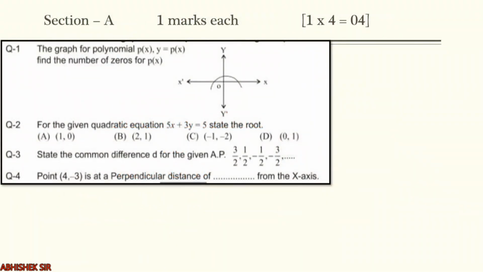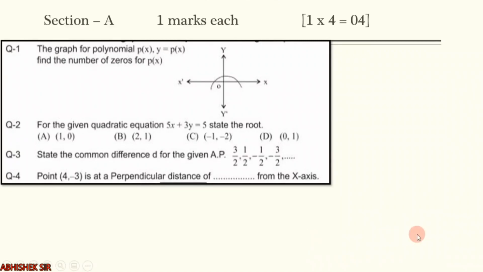Now, starting with section A, each question was of 1 mark and there were 4 questions in total, so section A was of 4 marks. Now let us start with question number 1. The graph of polynomial y equals p(x) is given. Find the number of zeros for p(x).